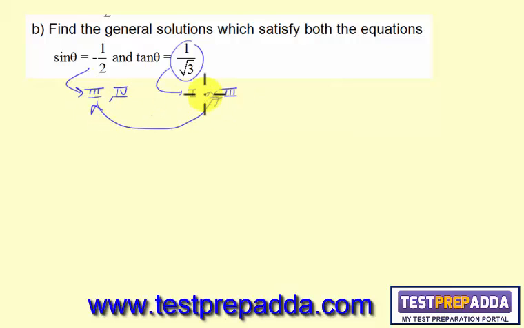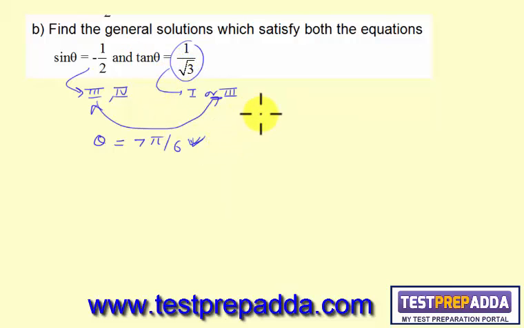You can see, so theta must be 7 pi by 6. Pi plus pi by 6. Sine pi by 6 is half, sine 30 degree. So sine 7 pi by 6 will become minus half. Similarly, tan 7 pi by 6 will become 1 by root 3. So 7 pi by 6 is that angle which lies between 0 to 2 pi and satisfies both the equations.